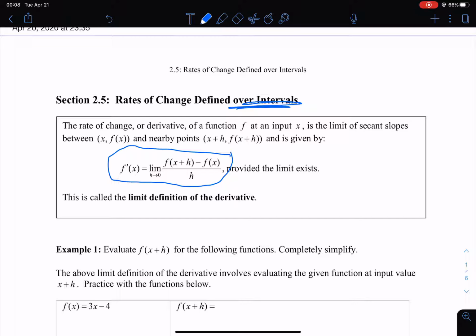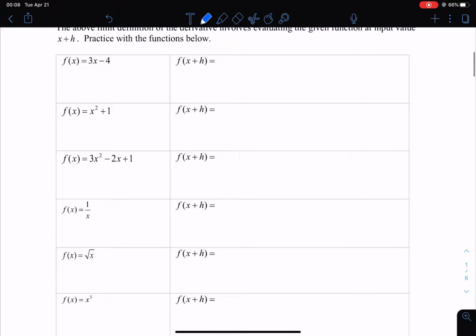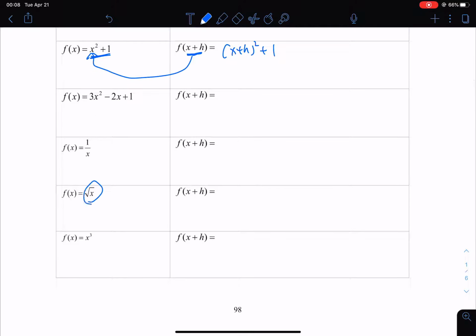So for example, example 1, if we are given f of x, make sure you know how to get the corresponding f of x plus h. So for example, the first one, f of x is x squared plus 1. F of x plus h means plug in x plus h for x, so it's just x plus h squared plus 1. And then next, this one, the square root, so take the square root of the inside one, and this time the inside one is x plus h, so it's the square root of x plus h, and the other one is the same, x plus h cubed.